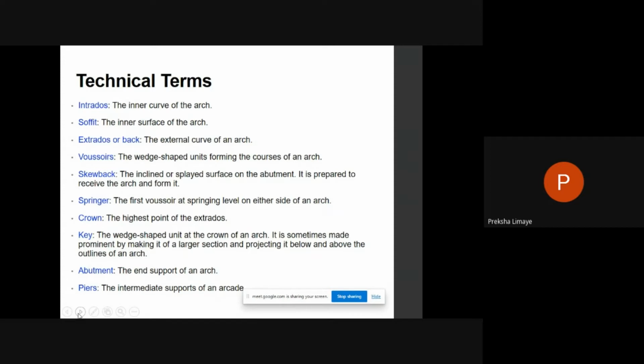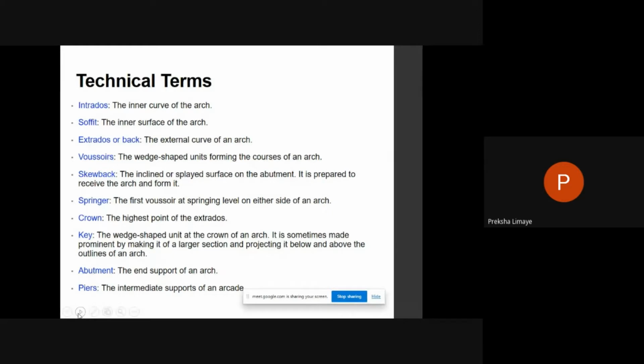Some technical terms about arches: Intrados, the inner curve of an arch. Soffit, the inner surface of an arch. Extrados, the back, the external surface, external curve of an arch. Voussoirs, the wedge-shaped units forming the courses of an arch. Skew back, the inclined or splayed surface of an abutment. It is prepared to receive the arch and form it. Springer, the first voussoir at the springer level on either side of an arch. Crown, the highest point of the extrados. Key, the wedge-shaped unit at the crown of an arch.